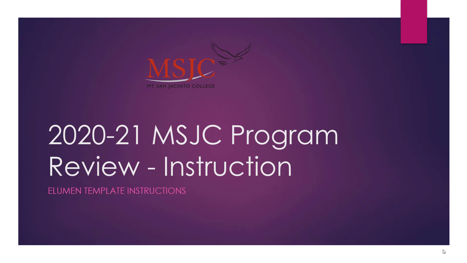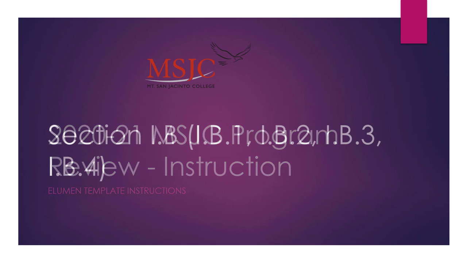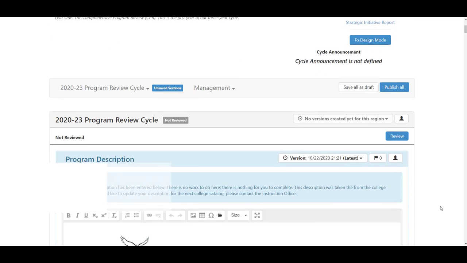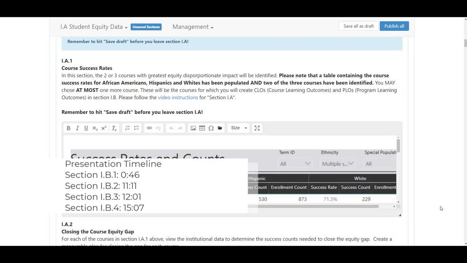2020-2021 MSJC Program Review for Instruction. Illumin Template Instructions. Section 1B. First, scroll down to Section 1A1.